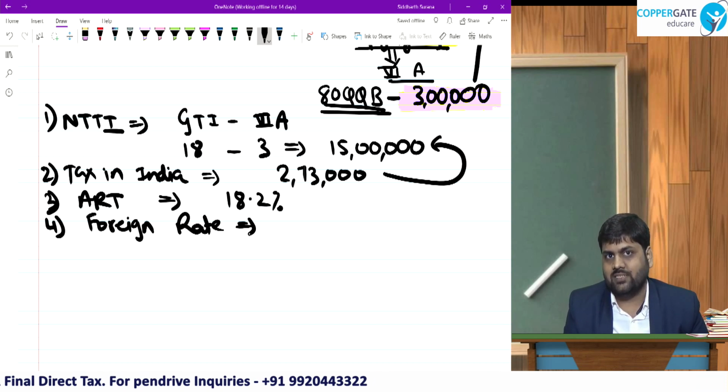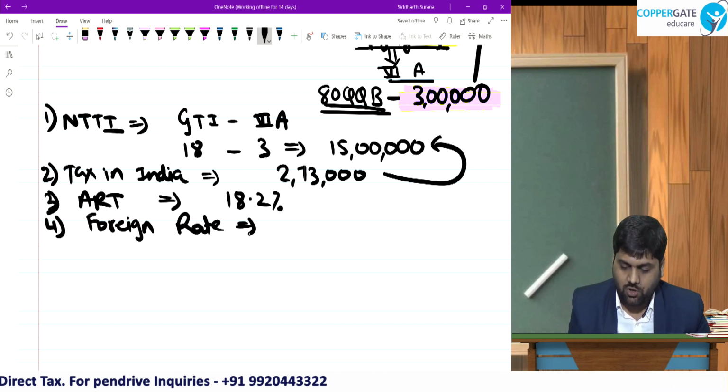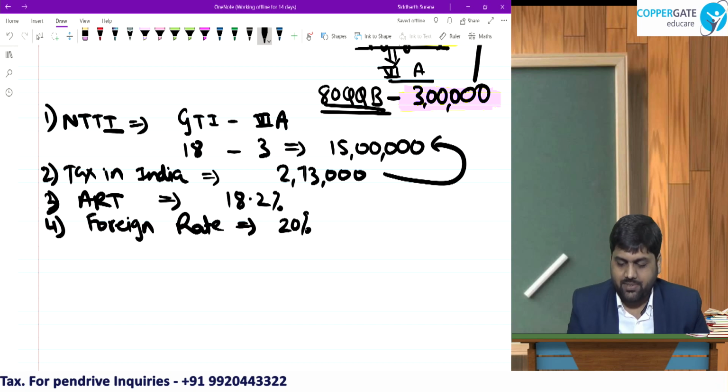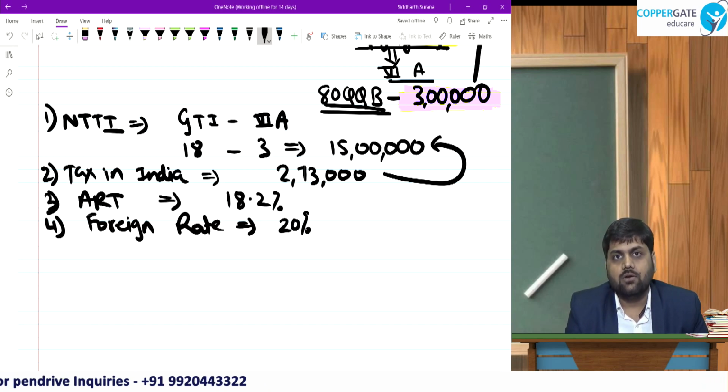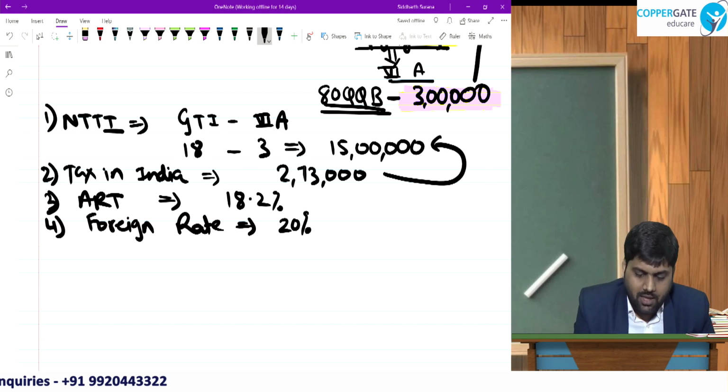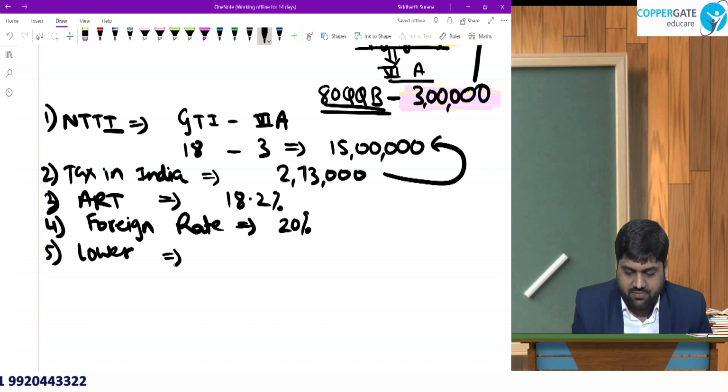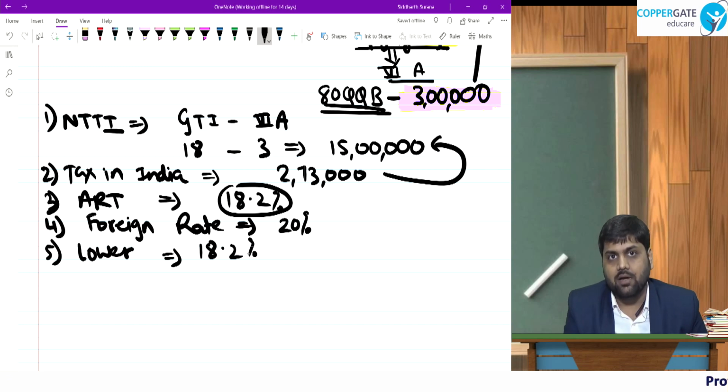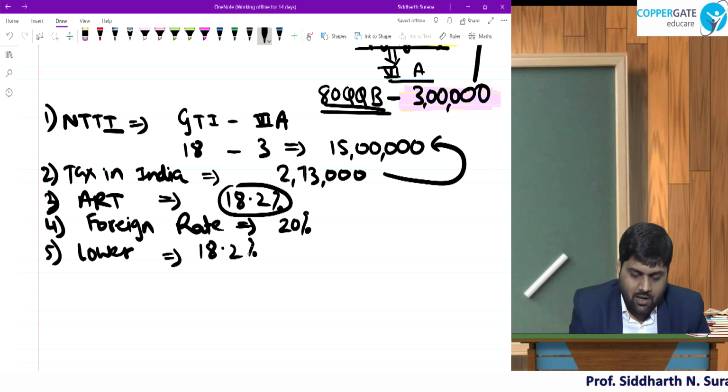In the first example, I already told you that foreign rate has to be always given. If the foreign rate is not given, the question is wrong. Foreign rate 20%, given to you in the question. And while choosing Indian rate or foreign rate, whichever is lower, if you choose 18.2 as your answer, you have not done anything big in life. Obviously 20% or 18.2%, whichever is lower, 18.2%.